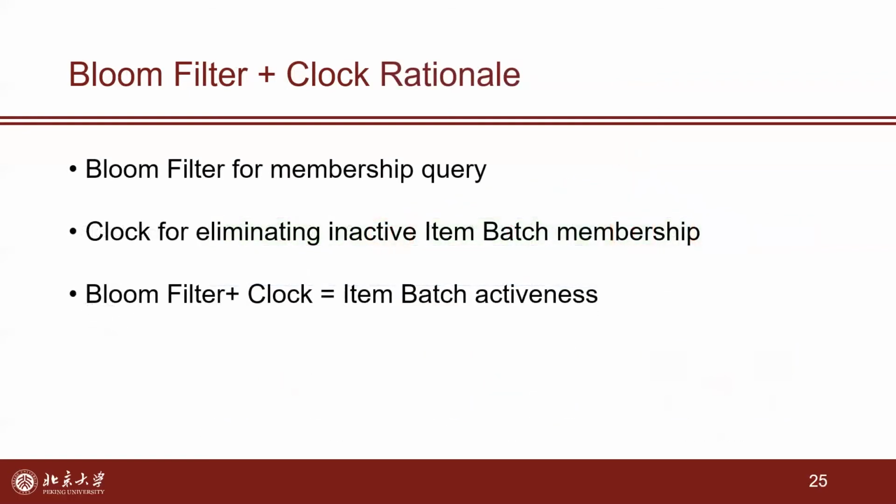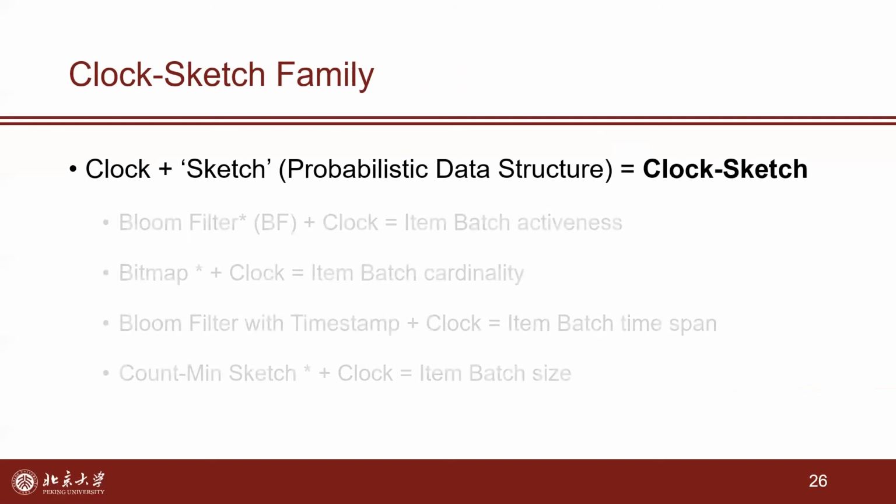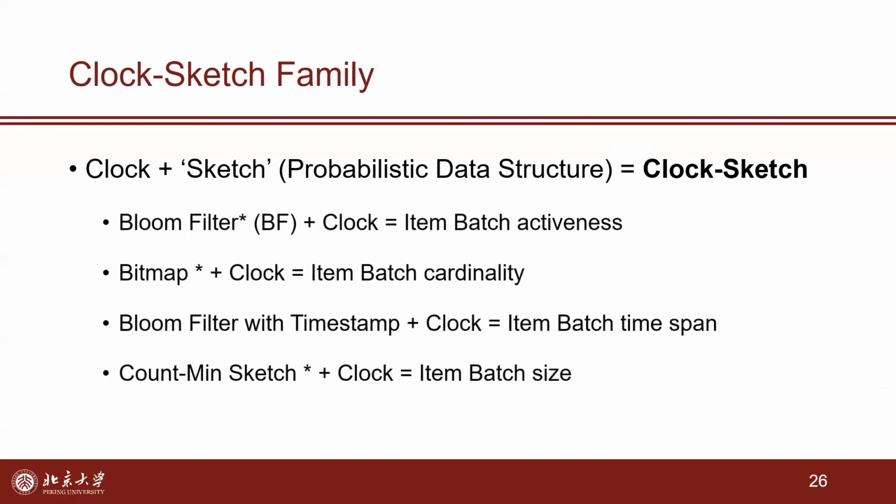The rationale behind is also similar. Bloom filter is suitable for membership query, and clock can do elimination of inactive item batch membership. Thus, a combination of them can do item batch activeness measurement. In this paper, we propose clock sketch, which is a combination of clock and quality sketch, which means a batch of probabilistic data structure. We put forward 4 clock sketch algorithms to respectively do item batch activeness, cardinality, time span, and size measurements. Due to space limitation, in this video, we only talk about 2 of them. For the rest of them, please refer to our paper.